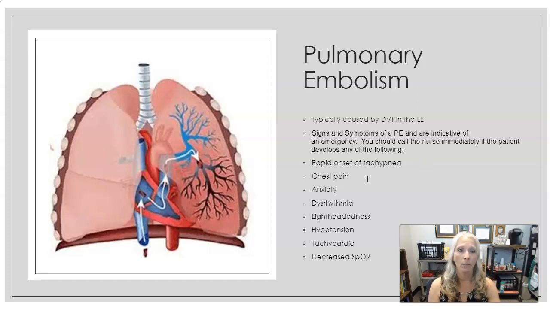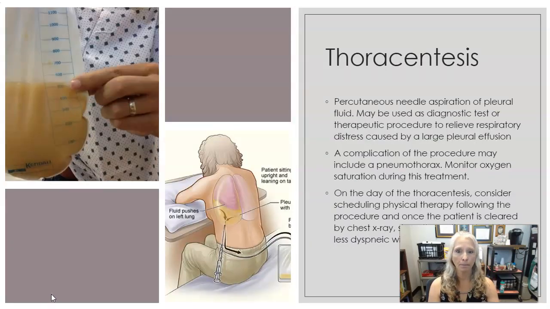Rapid onset of tachypnea, chest pain, anxiety, dysrhythmia, lightheadedness, hypotension, tachycardia, and decrease in their oxygen saturation. So if they start to desat in a hurry and you're seeing them drop in oxygen saturation, then that's definitely all the signs and symptoms of them having thrown a clot. You need to activate EMS immediately.